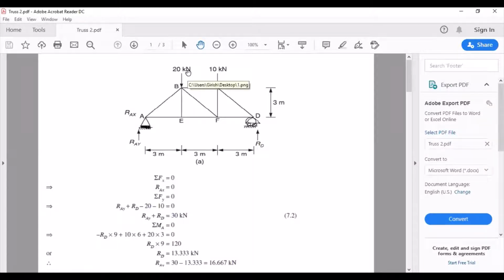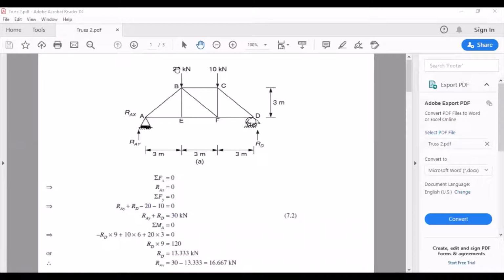The first one, let us take the reaction at D. Since it is a vertical force, the distance to be multiplied is horizontal. So it is 3 plus 3 plus 3, 9 meters, causing an anti-clockwise rotation. Thereby, it is RD into 9 with the negative sign. Next, you have 10 kilonewton, which is again a vertical force. The distance to be multiplied is horizontal. So it is 10 into 6, causing a clockwise rotation, with positive sign. So it is plus 10 into 6.